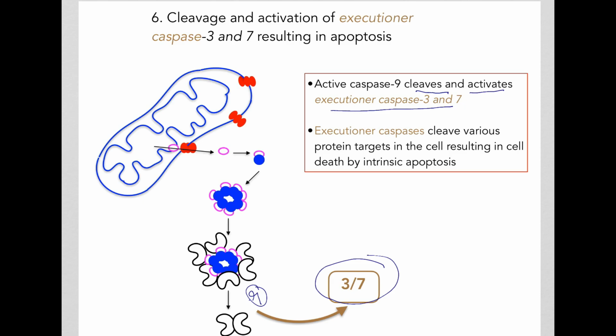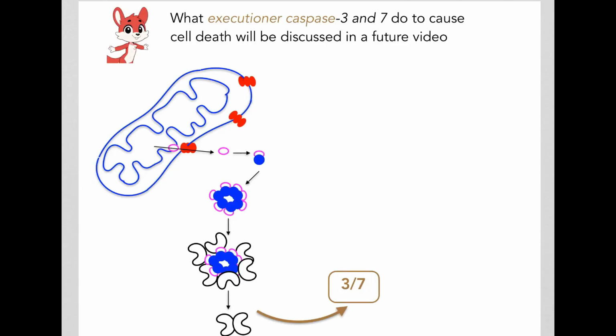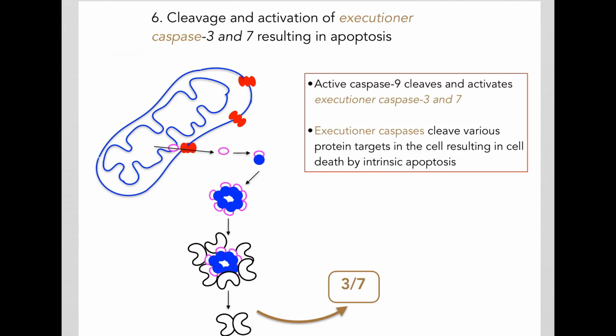later, in a future video, we'll see how these executioner caspases go on to cleave various protein targets in the cell that eventually cause apoptosis. That will be something we'll talk about in a future video: the role of executioner caspases, what do they do to cause apoptosis of the cell? So this is basically how the intrinsic apoptosis pathway ends up activating the executioner caspases.